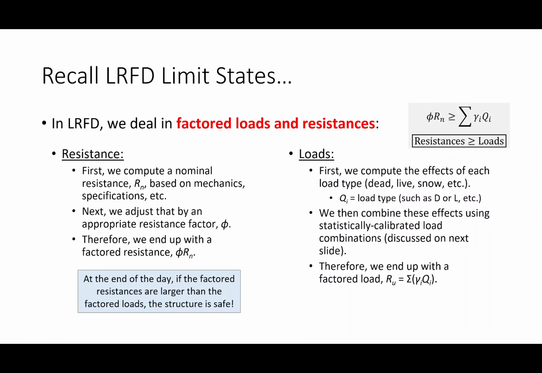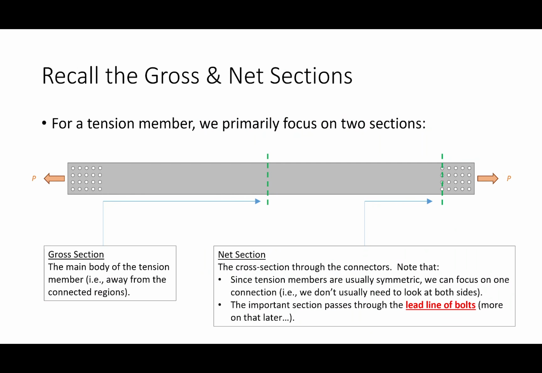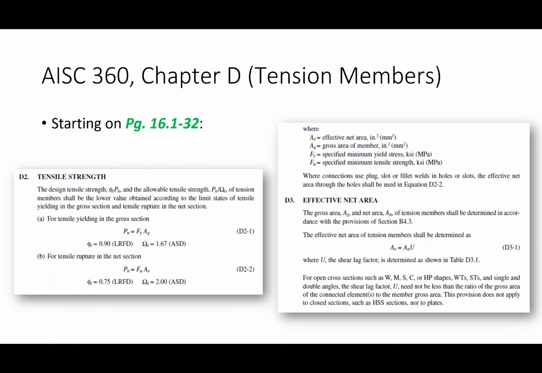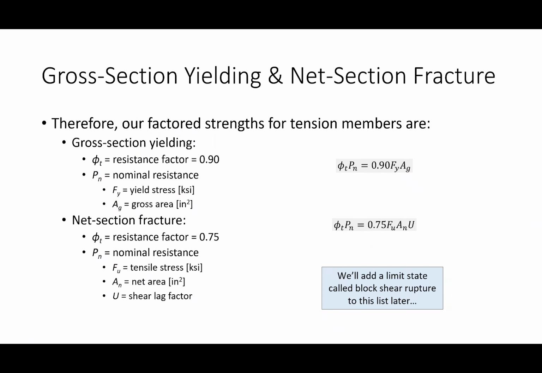So here are our factored loads and resistances. When we're looking at tension members, we're looking at gross and net sections, okay? If you recall, when we looked at the spec, we had defined what the limit states were that we were going to look at and how we were going to compute the capacity. So maybe what we can do is distill that and say that we're going to evaluate two limit states: gross section yielding and net section fracture. So let's take a look at gross section yielding.